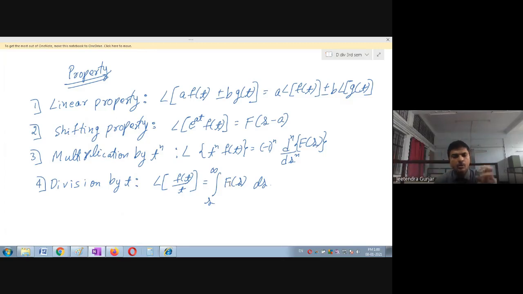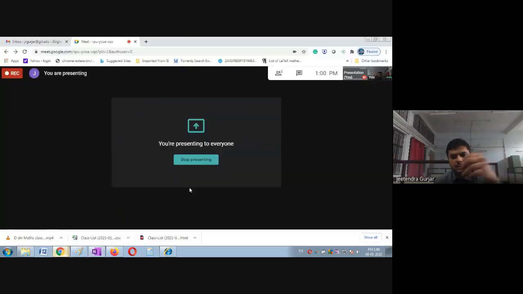So this is all about the very few ideas we have discussed in this Laplace transform. In the next class, please go through the examples we see. Okay, students. Yes, thank you.